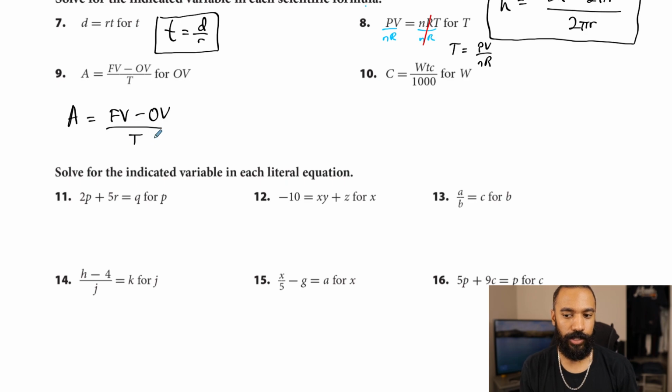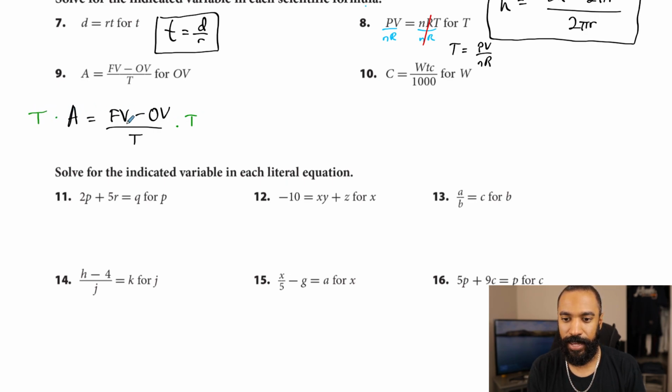And I really want to eliminate the fraction first. If the whole goal is to get this thing by itself, notice what's happening. It's being subtracted from final velocity, or FV, and it's all being divided by t thereafter. So t is kind of the first thing I want to take care of. Let's get rid of that fraction in this whole thing. Let's multiply both sides by t.